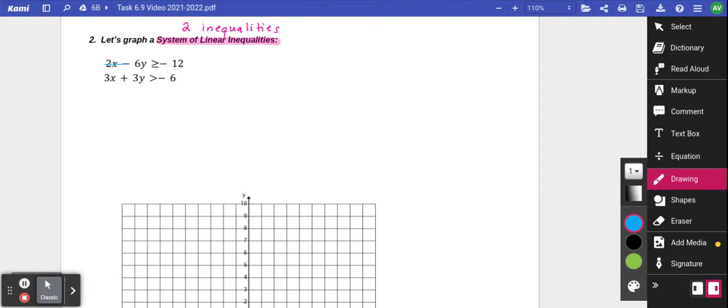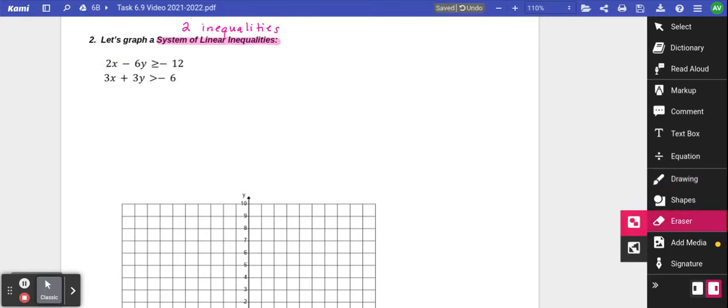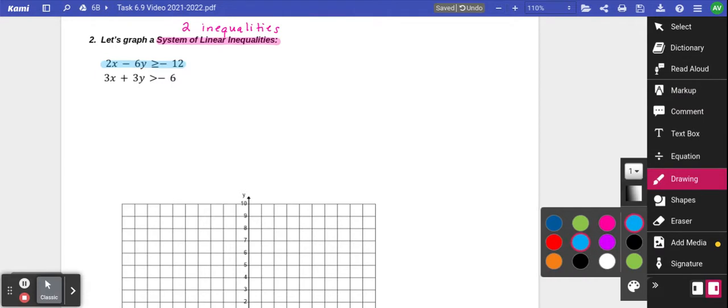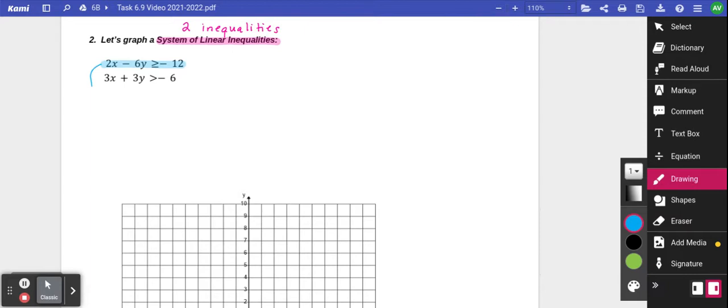Now, the first inequality that we're going to work on here is going to be 2x minus 6y is greater than or equal to negative 12. So what I'm going to do is sort of graph these one at a time. If we start with this first inequality, because this inequality is in standard form, we're going to start making this graph by finding the X-intercept, which is the place where y is 0, and by finding the Y-intercept, which is the place where x is 0. So let's go ahead and calculate those things.